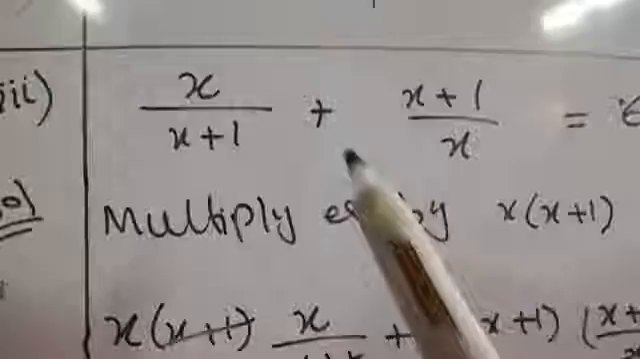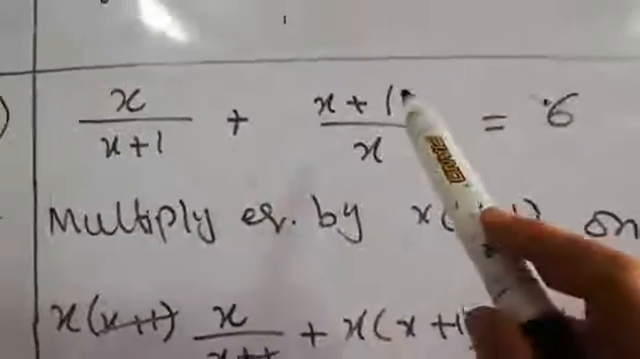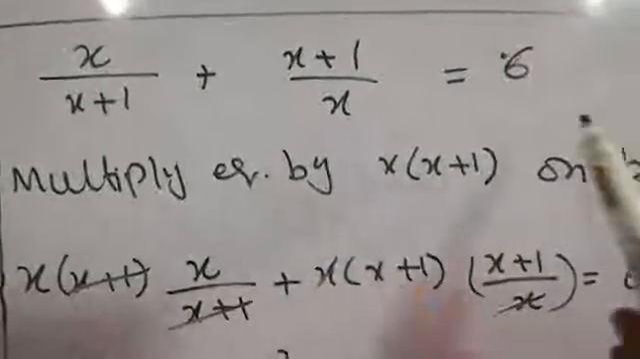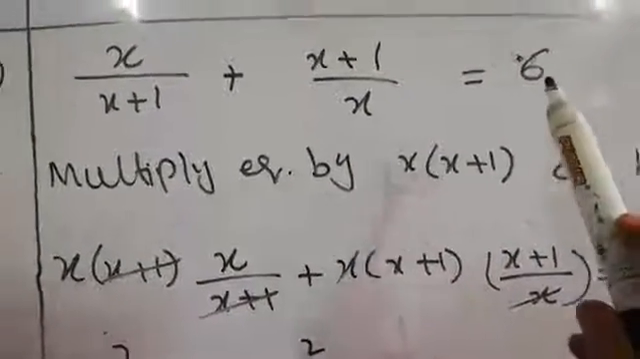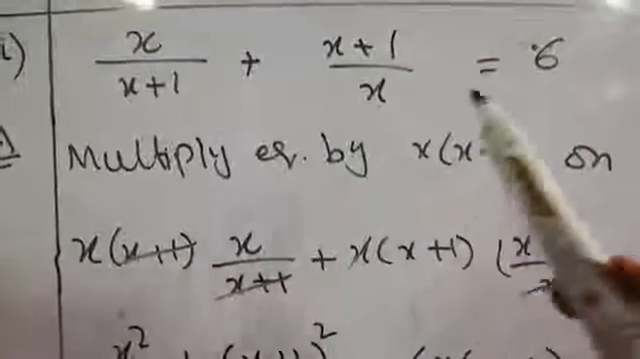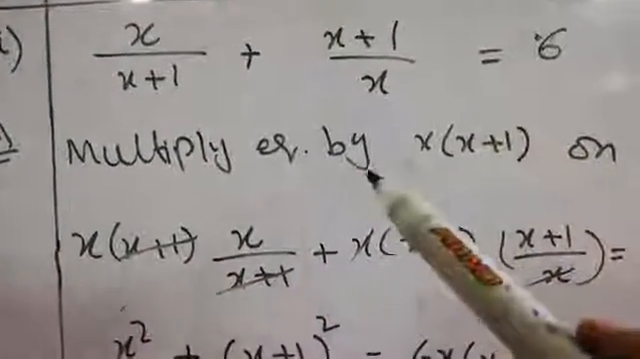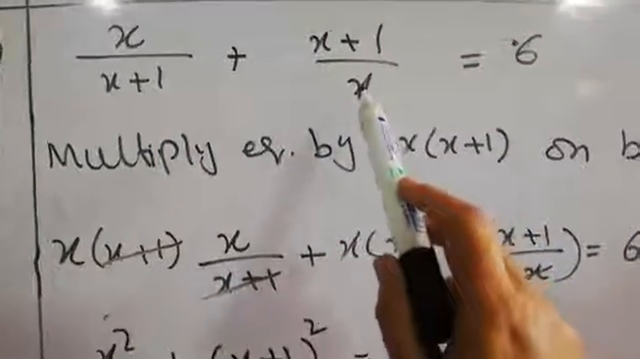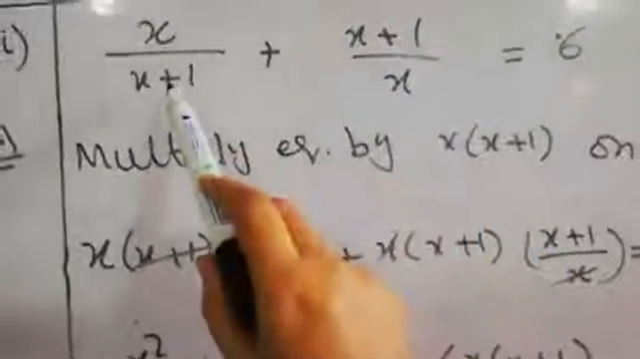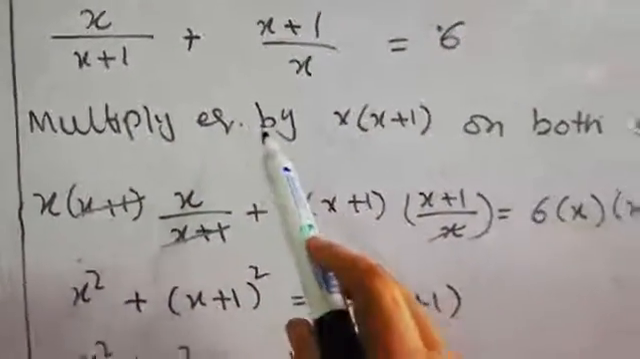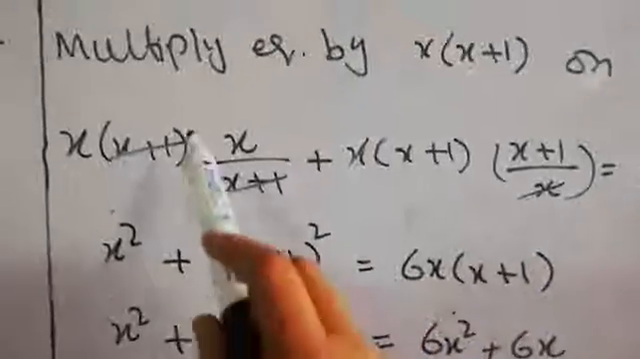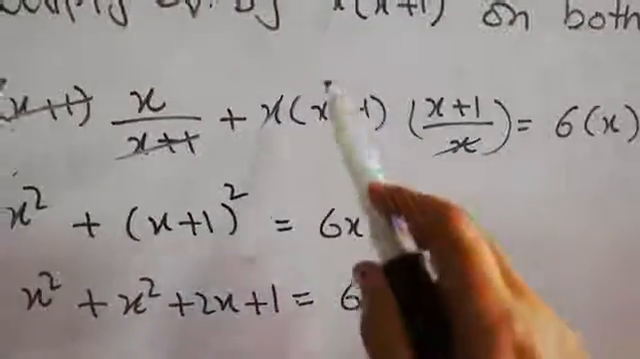Part number 3: x by x plus 1 plus x plus 1 by x equals 6. We will convert this equation into the standard form or the pure form, whichever is possible. First of all, to remove the denominators, we will take the LCM of the denominators. There are two denominators, x and x plus 1. So we will multiply each and every term of the equation by x into x plus 1 on both sides. After multiplication, x plus 1 will be cancelled by x plus 1 and x will be cancelled by x.